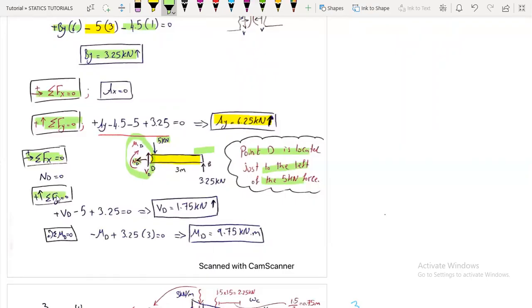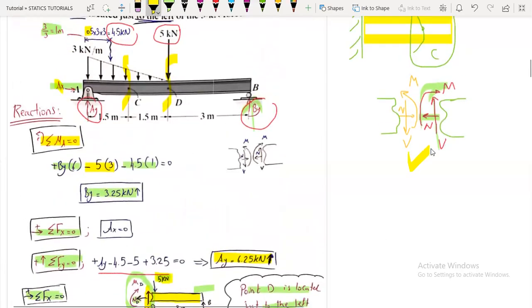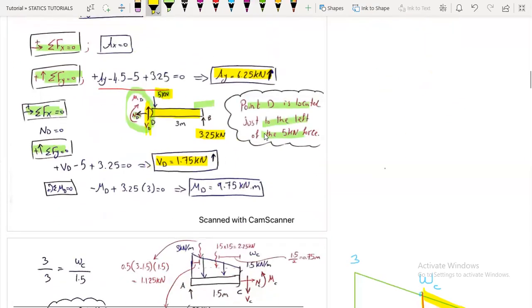Now, summation of forces in the y direction, we have plus 3.25 minus 5, plus the shear, which is V_D. So this will give us the shear at point D will be 1.75 kilonewtons acting upwards. Again, we should make sure that the directions are correct with reference to the positive sign convention. So now we should find the moment at point D.